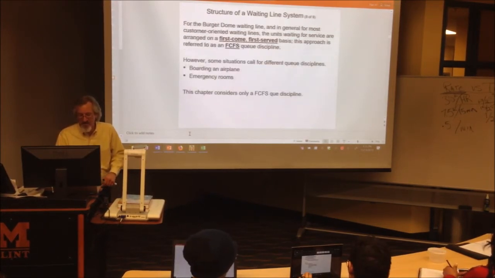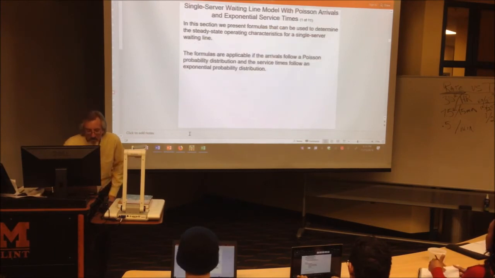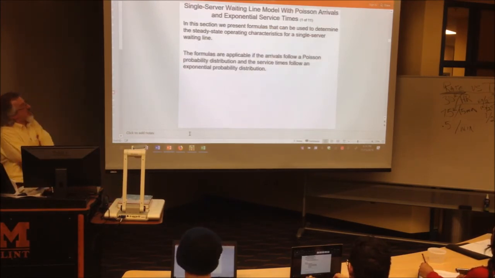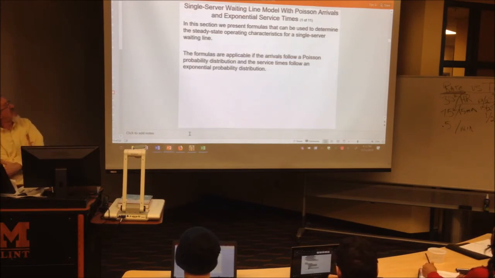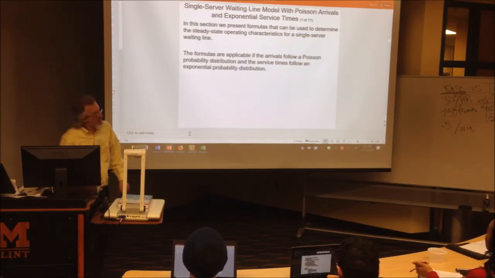I'm skipping this part. We make it that far. We're going right to slide 13. This first one, a single server waiting line model, Poisson arrivals, exponential service. This is that first one on the list.